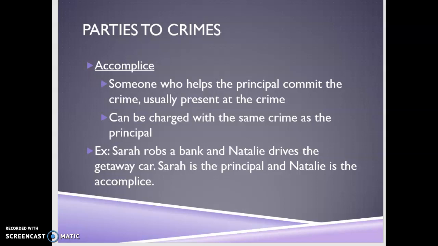So if you're analyzing a scenario and you're torn between whether or not you think party X is an accomplice or an accessory, usually whether or not they're present at the scene of the crime is going to be the giveaway. If you are an accomplice to a crime, you can be charged with the same crime as the principal, even if you're not the one that actually committed the crime.